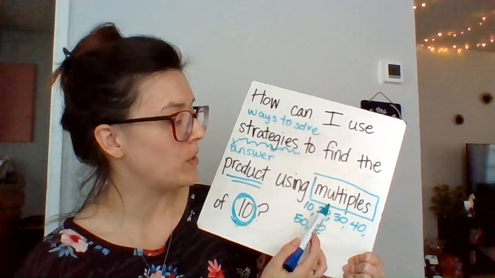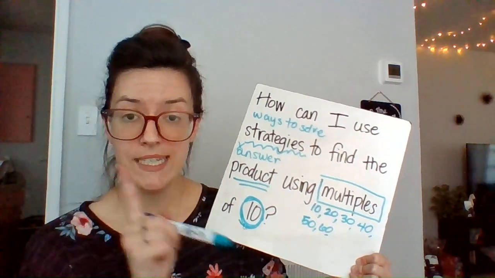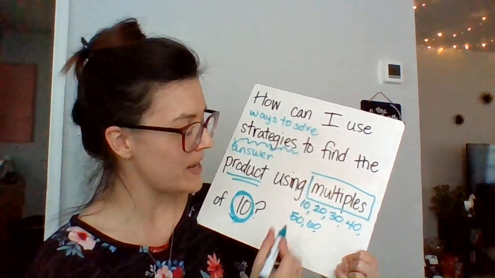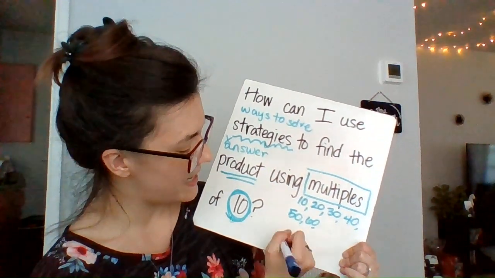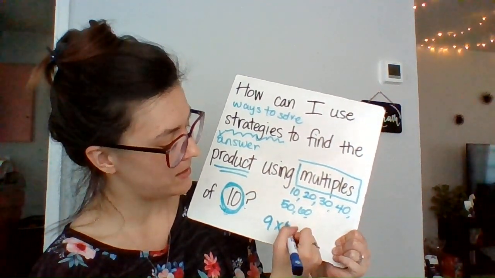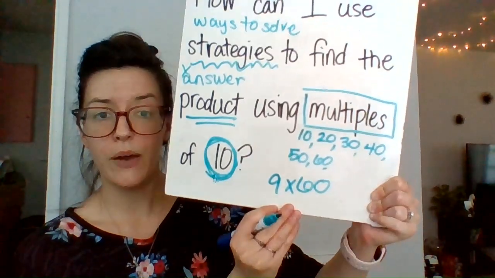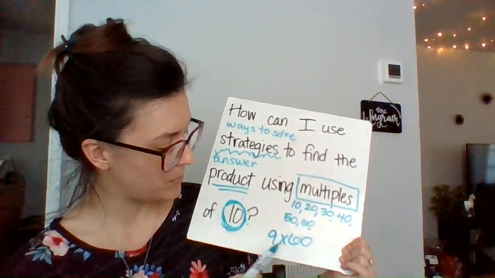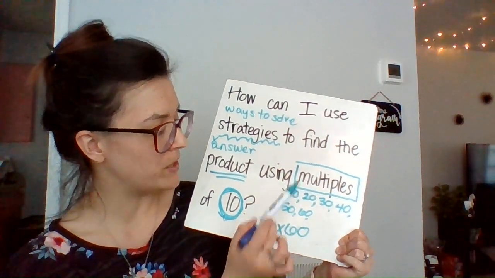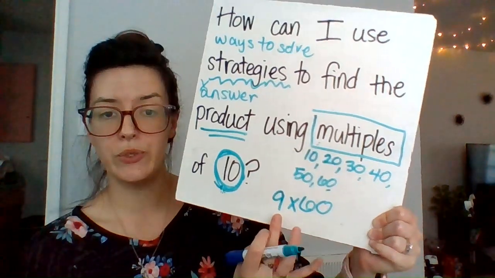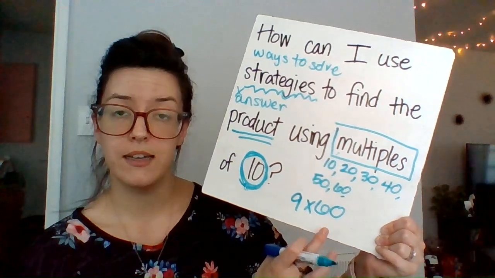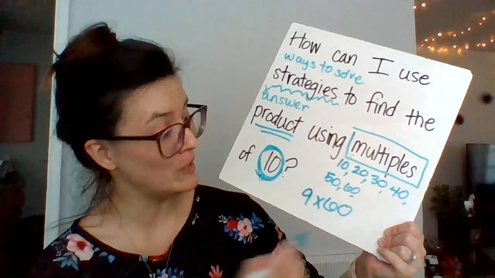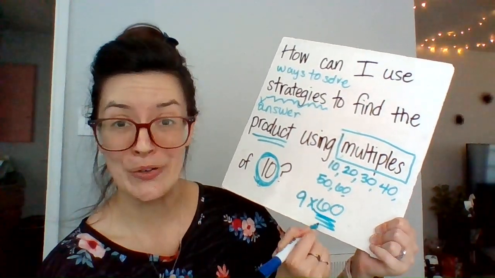We're going to be multiplying 1-digit numbers by our multiples of 10. So you're going to see problems this week that look like 9 times 60. That would be a great example because we're finding a product, a multiplication answer, with a multiple of 10. So which of those two numbers, 9 or 60, is a multiple of 10? If you're showing me 60, then you are correct.